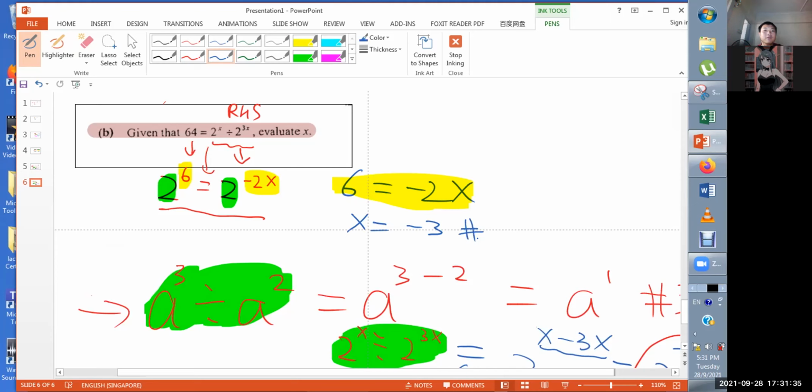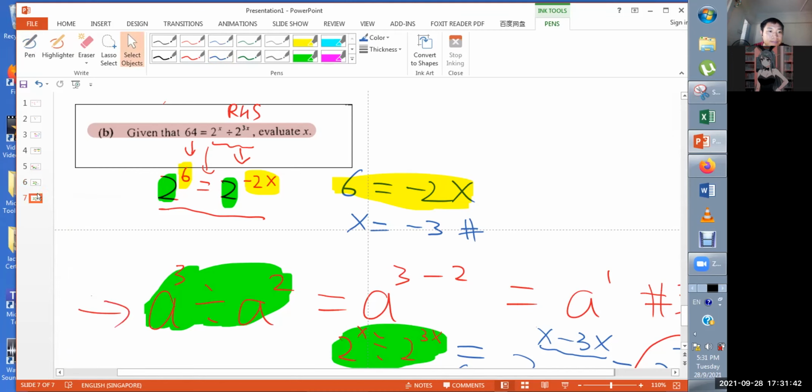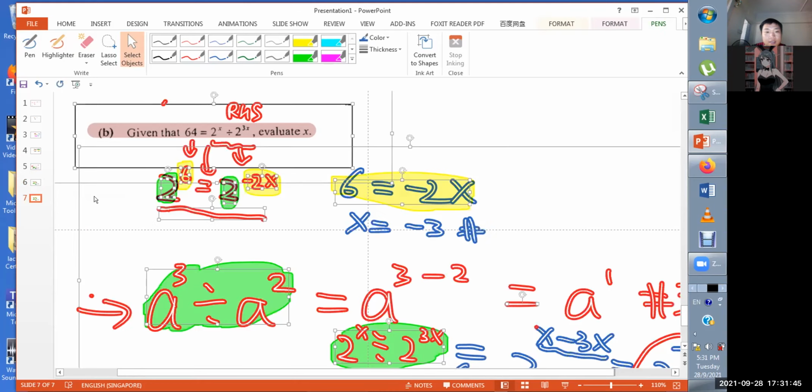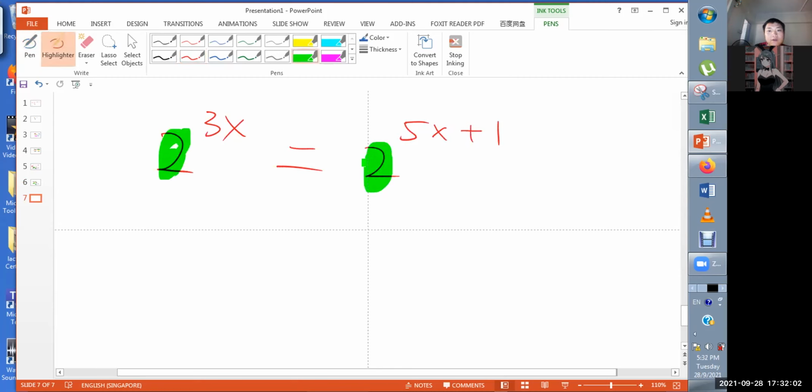But why negative 2x? I'm going to give you a simple example so that you can digest. What if I give you 2 to the power of 3x, 2 to the power of 5x plus 1? If I give you this, what do you think? Can you see that you have 2 here and you also have 2 here? Once you have 2 here and 2 here, in fact, you can cancel the 2.